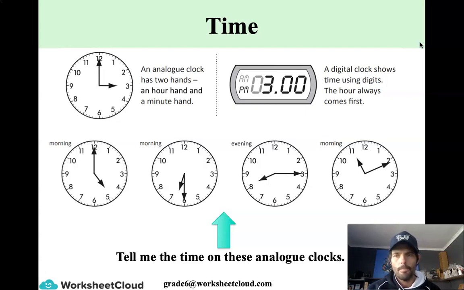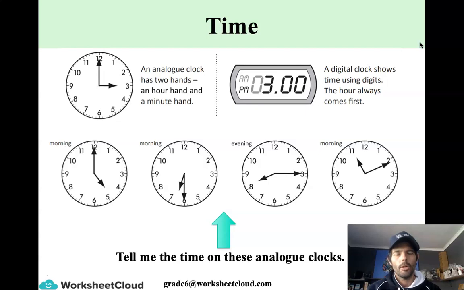The second clock is also in the morning, and the minute hand is pointing to the 6. So that means that it's 30 minutes, as each number on the analog clock is equal to 5 minutes. So you can see there are 12 numbers. 12 times 5 is 60, and that accounts for our 60 minutes in an hour. So the second one is going to be 6:30 in the morning.